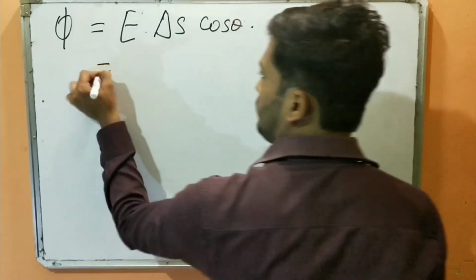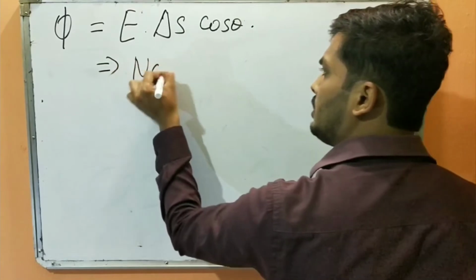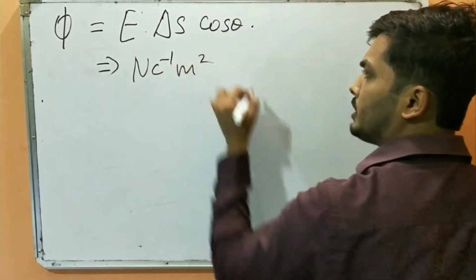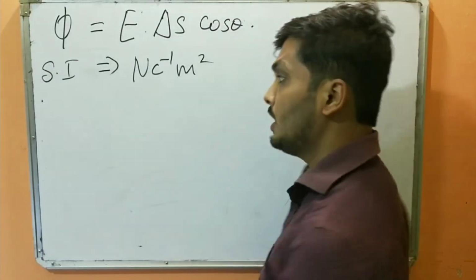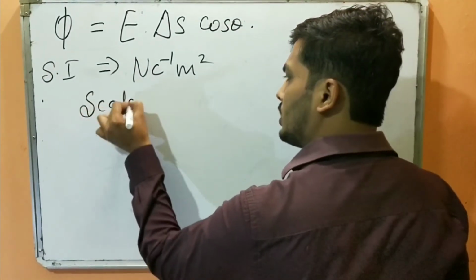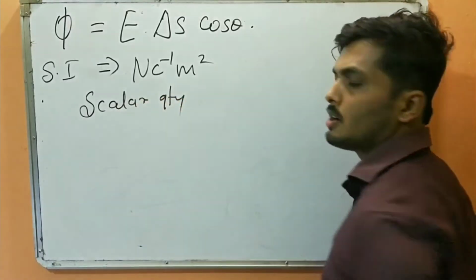Now, what is the SI unit of the electric field? Newton per coulomb. ΔS is area, meter square. So the SI unit is what? Newton per coulomb meter square. Electric flux is a scalar quantity. It is a scalar quantity.